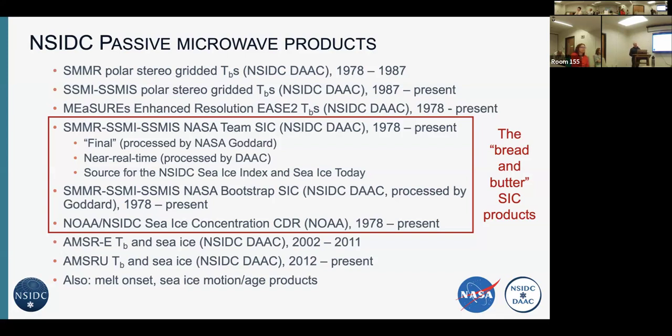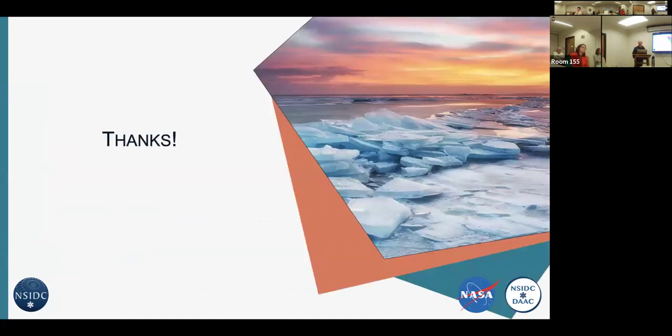We also have those. And I focus here exclusively on sea ice concentration, but you can also look at melt onset. Like I said, it's very sensitive to whether it's liquid or frozen, so you can actually detect when the melt starts. We have a product for that. And we can also track the motion of the ice and keep track of it over time to look at the age. So we have products for that as well. So I think with that, that's it.